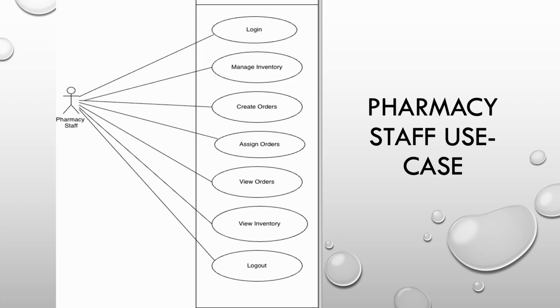The system supports 2 user roles: pharmacy staff and delivery drivers. Pharmacy staff are responsible for managing medication inventory, creating customer orders, assigning deliveries, tracking delivery progress, and reviewing order history. As we see here in the diagram, our actor is called a pharmacy staff. They have access to log in to the system, manage the inventory, create orders, assign orders, view inventory, and log out.